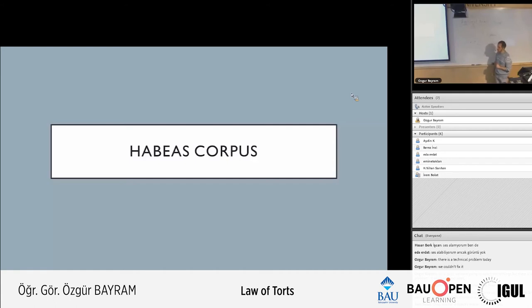It just means corpus. What's corpus? Corpus means cadaver, body. Corp, corpus, the corpse, a dead body. Habeas means let him come. Let this person come.